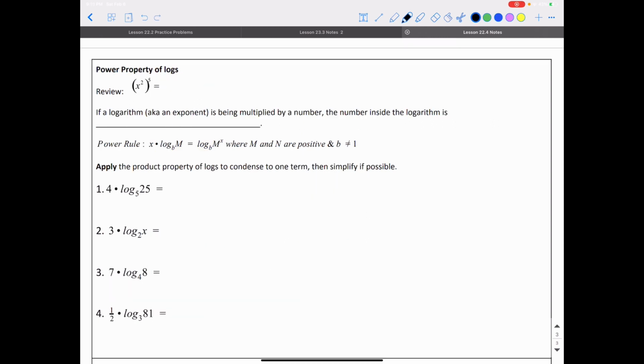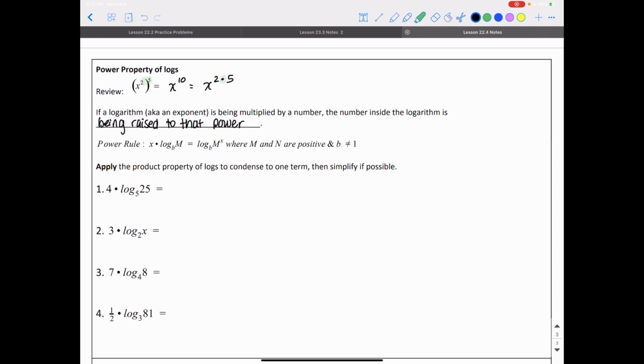The power property of logs. If I have x squared to the 5th power, that's actually x to the 10th power. I know because I'm doing x to the 2 times 5 power. If I see a power raised to a power, I know I'm multiplying. So if a logarithm, aka an exponent, is being multiplied by a number, the number inside the logarithm is being raised to that power, whatever number that is that's being multiplied.